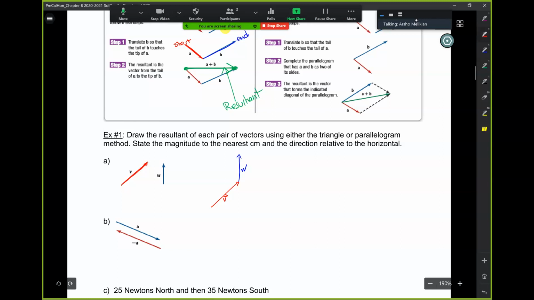Now, where was the start? Here. Where was the end? Here. You draw a third arrow from the very beginning to the very end. And the direction has to be from where you started to where you ended. That is now the resultant V plus W. Okay, questions? Yep. So that's our answer.